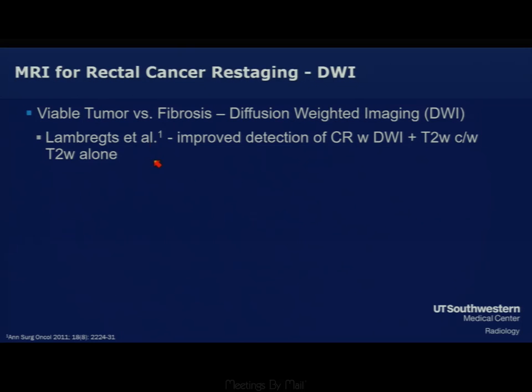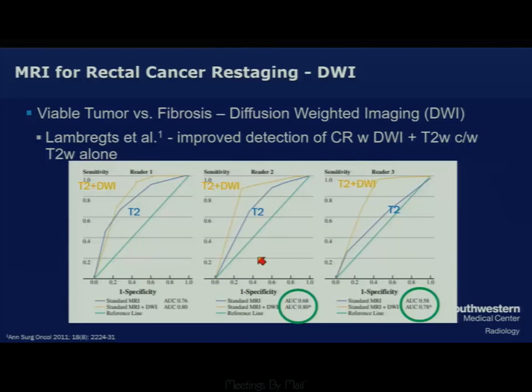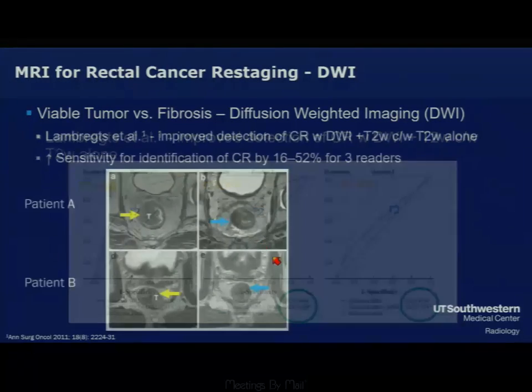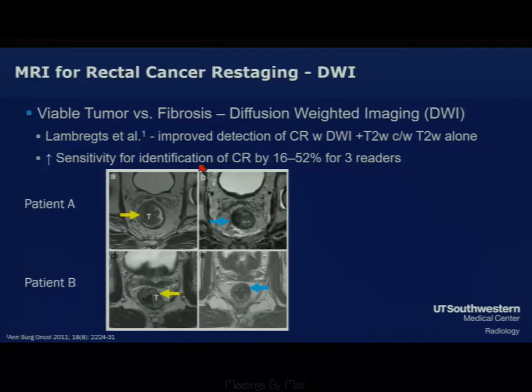So a multi-center trial here showed improved detection of complete response when you use diffusion-weighted images in conjunction with T2 compared to T2 alone. Here's some data from that study, 3 readers, and you can see that the area under the curve for T2 and diffusion-weighted images was higher in 2 out of the 3 readers compared to just the T2-weighted images. The sensitivity for detection of complete response was increased by 16 to 52% for the 3 readers.